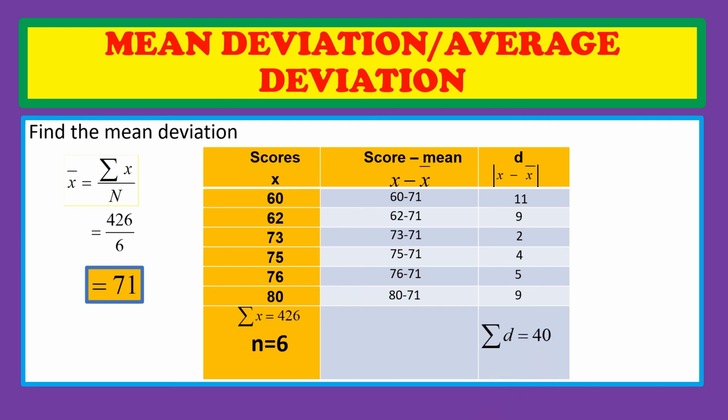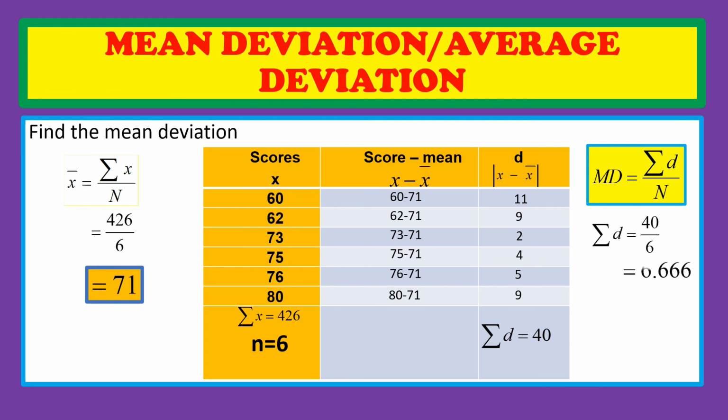The result is 40. Now we'll be finding the mean deviation. We have the formula. Mean deviation equals summation of d over n, or it can be written as the summation of the absolute value of the score minus the mean over n. So we have summation of d is 40 and n is 6. 40 divided by 6 is 6.666, or it is equal to 6 and 67 hundredths.